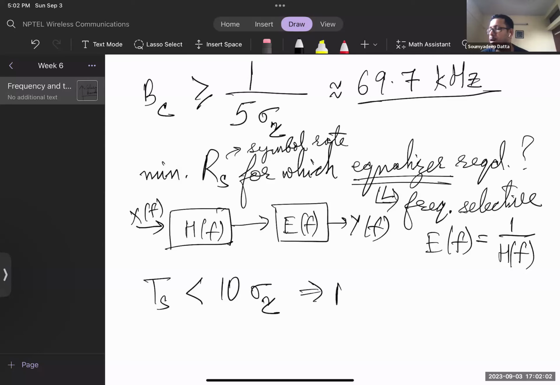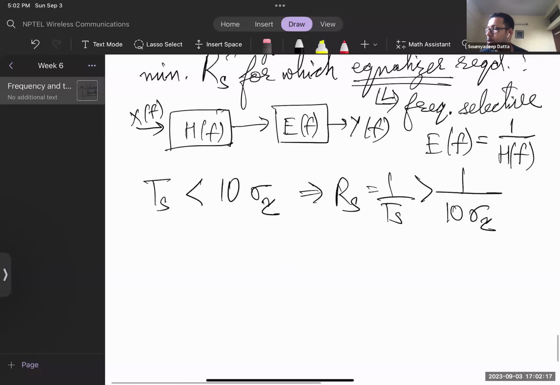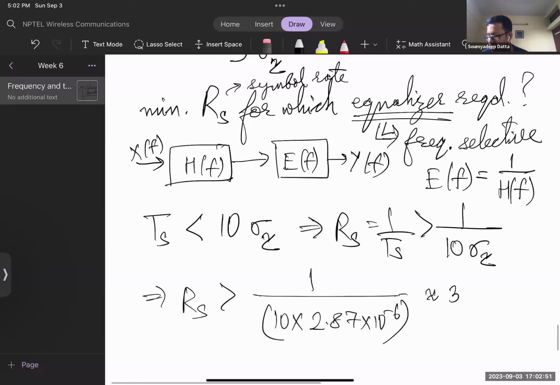And so for that, you need RS, your symbol rate, which is 1 by TS, to be greater than 1 by 10 times sigma tau. And you know the value of sigma tau, the delay spread. You can just plug it in here and get this minimum value. So this will be RS greater than 1 by 10 times 2.87 microsecond. And so this answer, I'm getting it to be approximately, it should be half of the previous value. So 34.8 kilohertz.